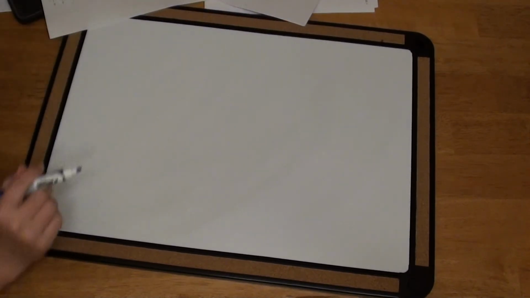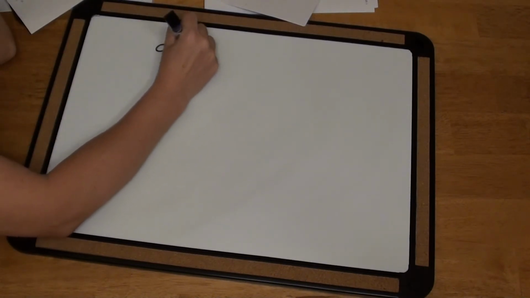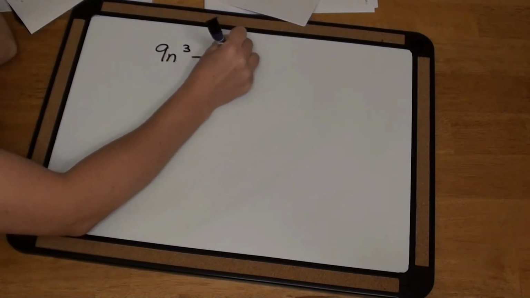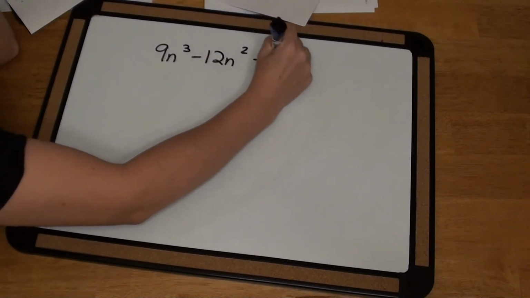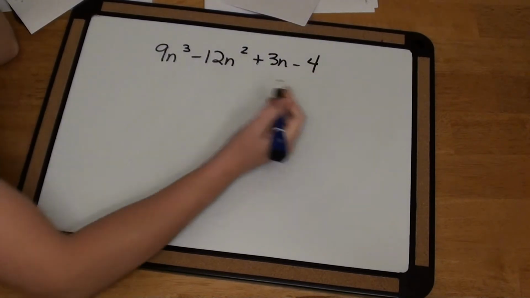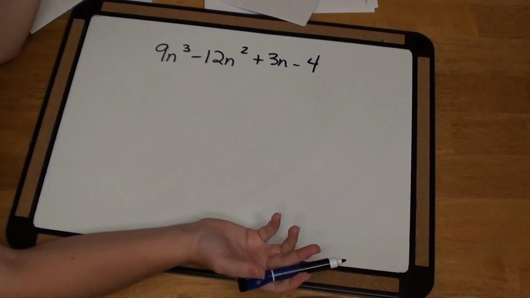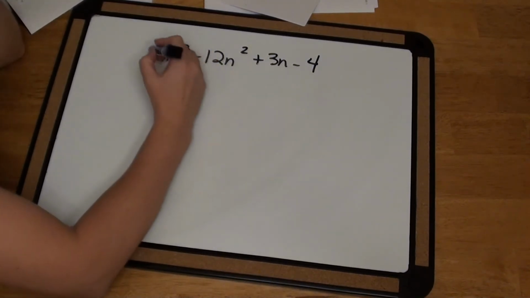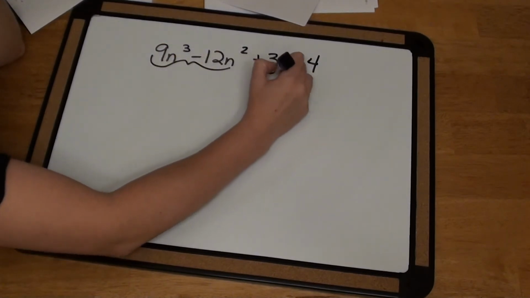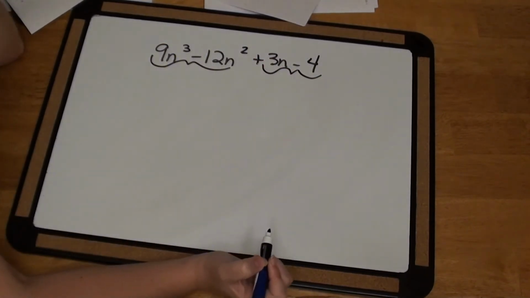Okay, so next one. Let's go with 9n cubed minus 12n squared plus 3n minus 4. So I've got 4 terms. The only thing I can really do with 4 terms is take some common factor out of the whole thing or factor by grouping. So I'm going to group these 2 together, and I'm going to group these 2 together.